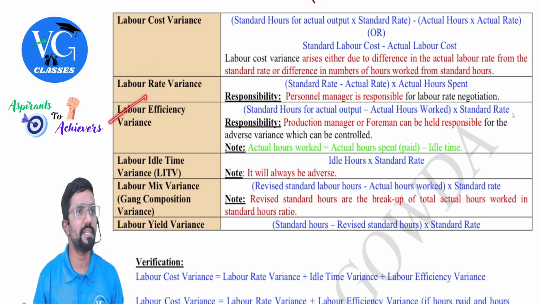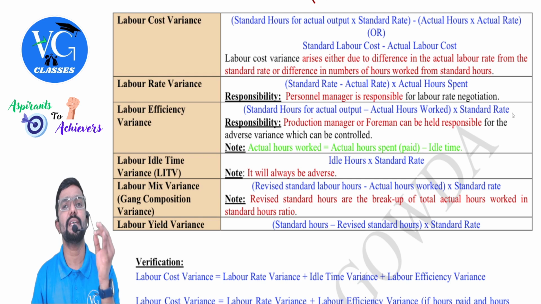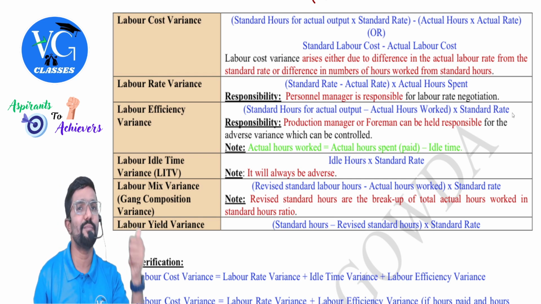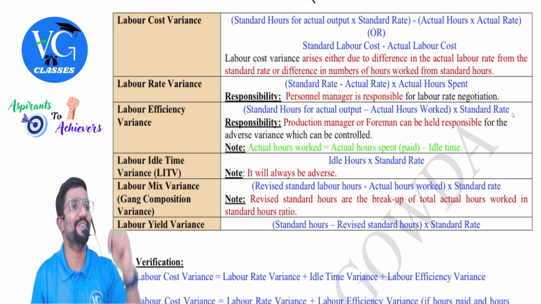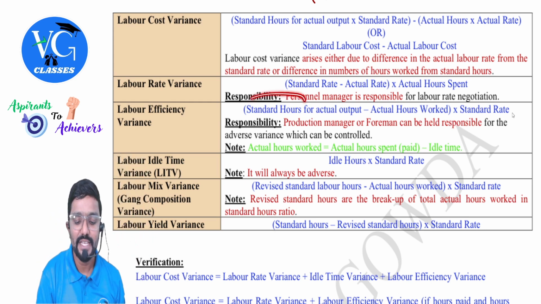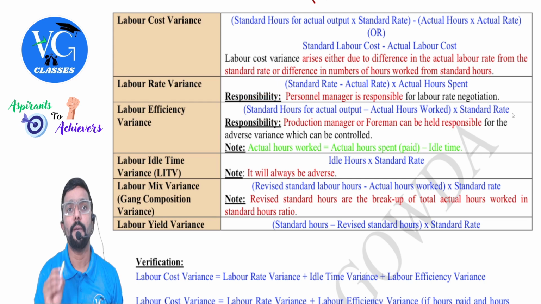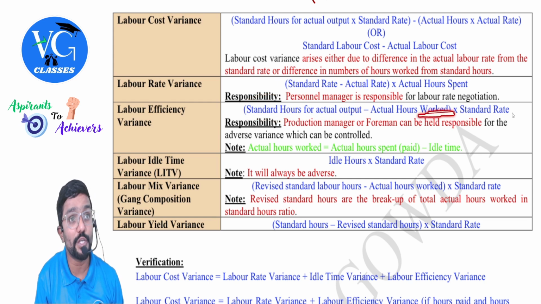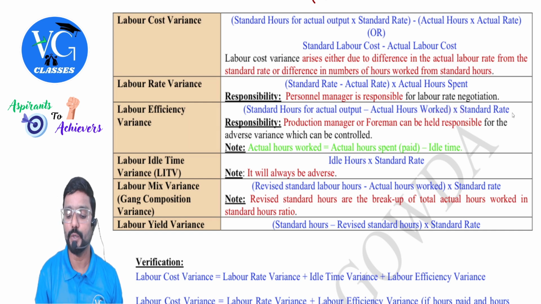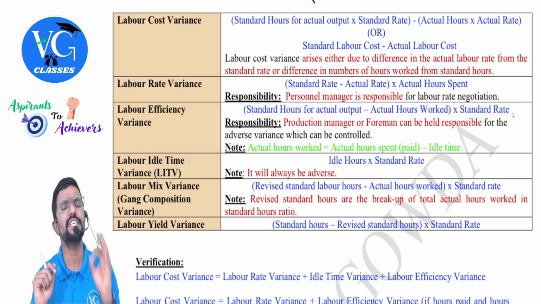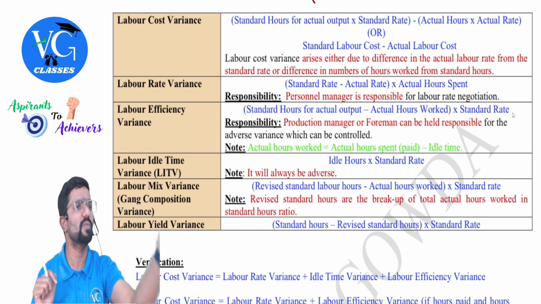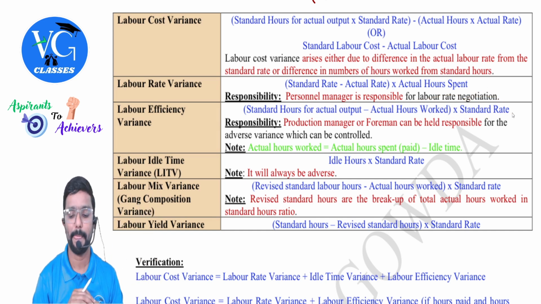Next, labor efficiency variance. Sir, is efficiency measured in terms of price or hours? Hours. So what is the formula, sir? Standard hours for actual output minus actual hours worked, into standard rate, because efficiency or productivity is given for hours worked, not for hours spent.